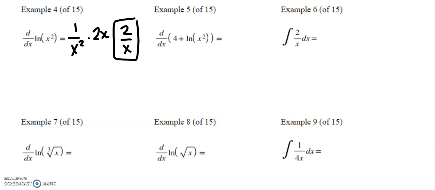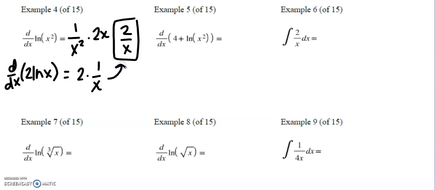The other way we could have done that, remember, is to use log properties before we take the derivative. So swing that 2 down in front. That derivative then is 2 times 1 over x, which again gets us 2 over x.